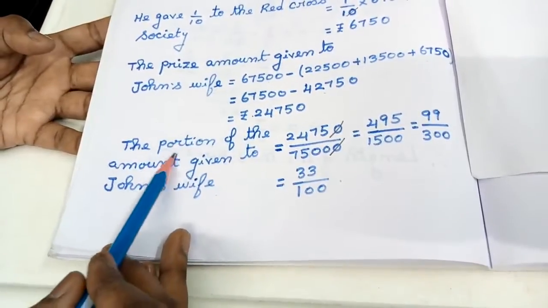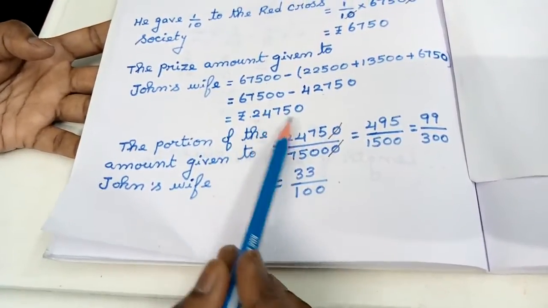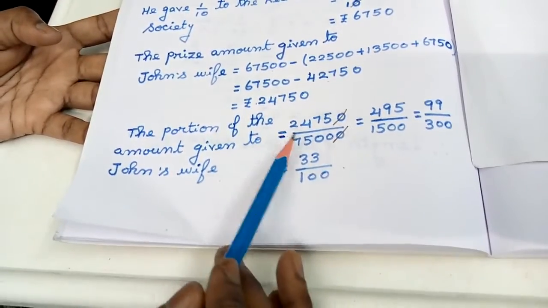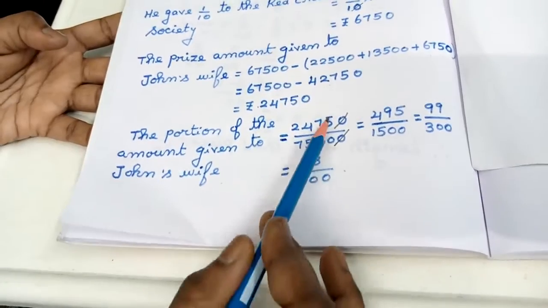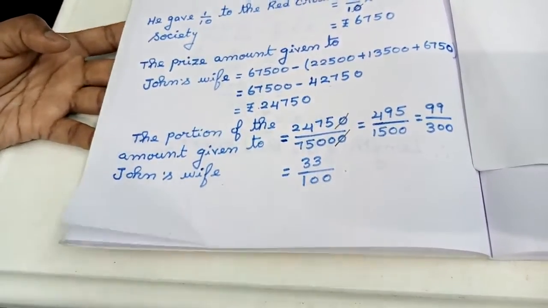And if I convert this amount into the form of a fraction, that is the portion of the amount given to John's wife: 24,750 is the amount, out of the original total amount of 75,000. If you calculate, the fraction is going to be 33 by 100.